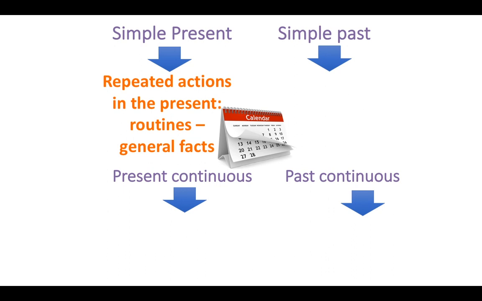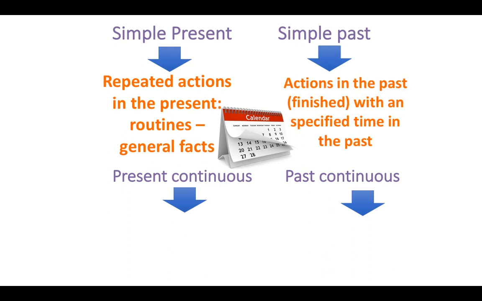Simple past. We use the simple past to describe or to talk about actions in the past that are finished and have a specified time in the past. For example, Christopher Columbus arrived in America in 1492. I did my homework last night.